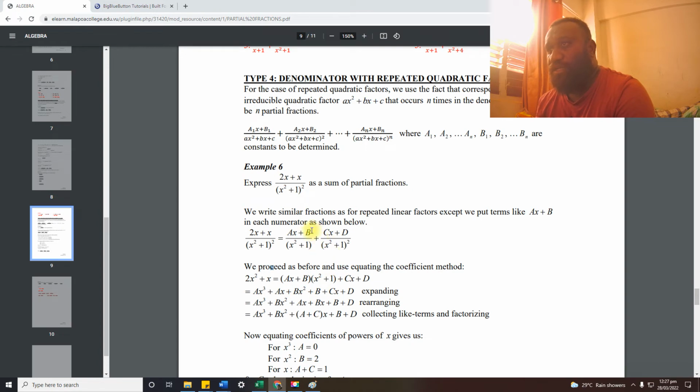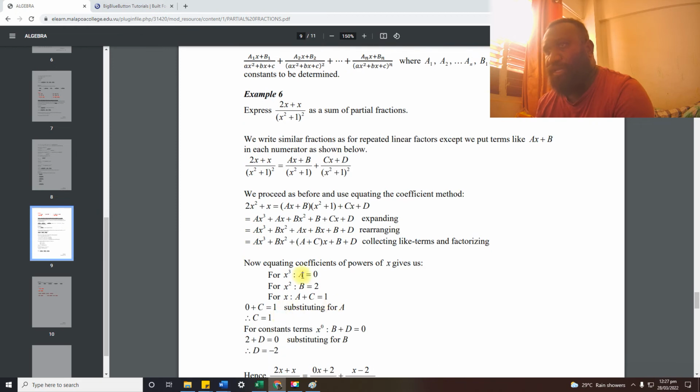We find the common denominator, and we find the numerator like we normally do. Then we get this. This is the extraction of only the numerator; we forget about the denominator. Then we expand the brackets. After we expand, we group the like terms: x cubed together, x squared together, x's together, and those without x's together, and then we factorize if necessary. So ax cubed by itself, x squared by itself, then ax plus cx, taking the x outside, we have (a plus c) x, and b plus d. After that, we collect like terms.